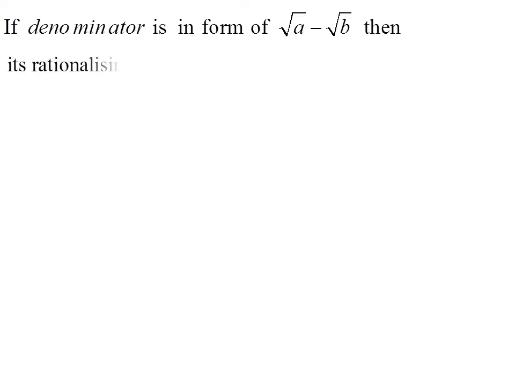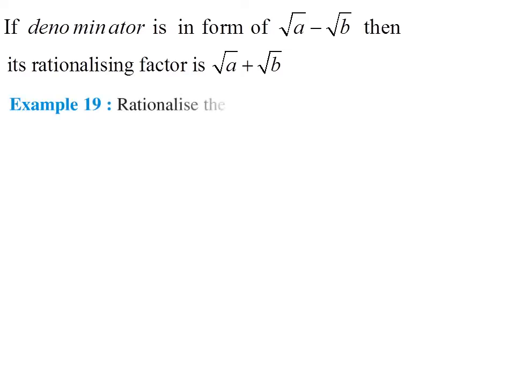Now if the denominator is in the form of root a minus root b, then its rationalizing factor, now you know what we have to do, just change the sign between the two numbers. So its rationalizing factor will be root a plus root b. Now let's take another example, example number 19. Rationalize the denominator of 5 divided by root 3 minus root 5.